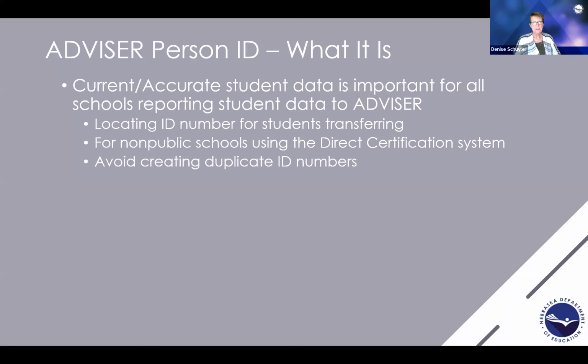Current and accurate student data is extremely important for all schools that are reporting student data to Advisor. It's also very helpful in locating an ID number for students transferring into your school. It's important for non-public schools using the direct certification system, as nutrition services pulls the student ID numbers directly from Person ID for direct cert for non-publics. And it's also very helpful in avoiding creating duplicate ID numbers for students if it's accurate and current.